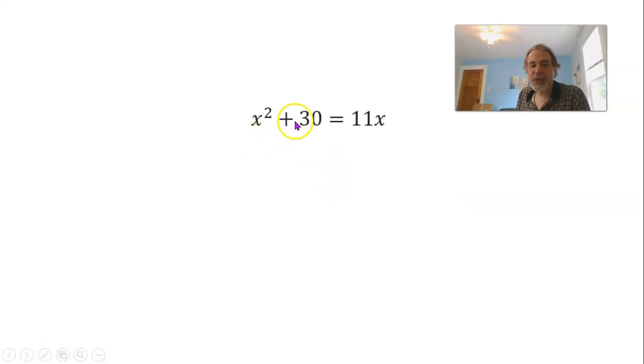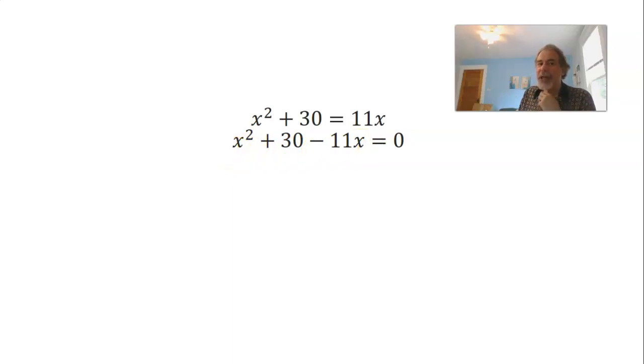Next example, x squared plus 30 equals 11x. We want a 0 on one side. Right now we don't have a 0 over here, we have an 11x. So I'm going to subtract 11x on both sides. So now it's x squared plus 30 minus 11x equals 0. But this looks kind of messed up. There's nothing strictly wrong with it, but things are not in the order that we're used to seeing them.